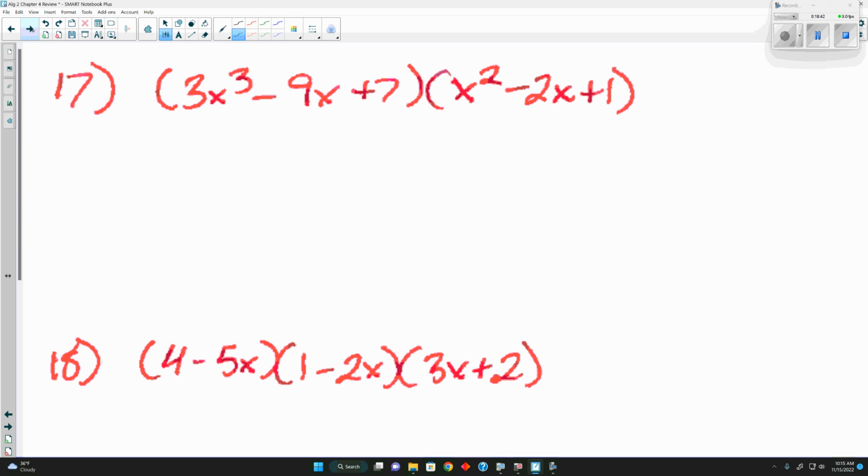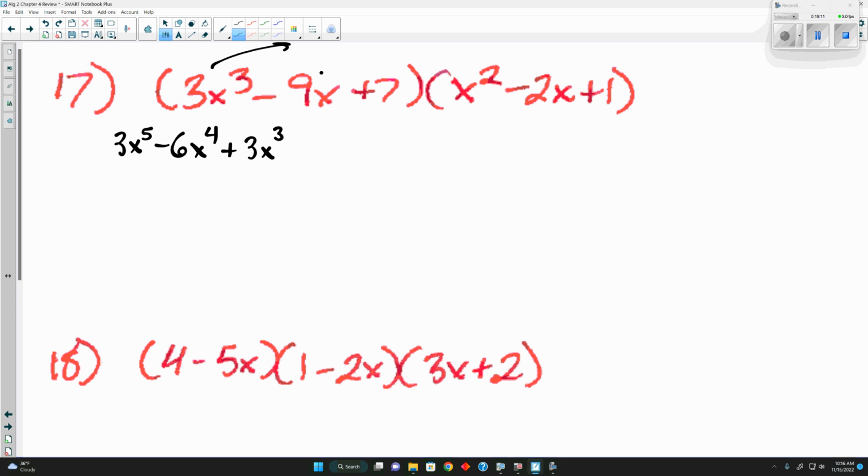So again, this one here, we're doing the exact same thing. So the first thing we can do is multiply through by 3x cubed. 3x cubed times x squared is going to be 3x to the fifth. 3x cubed times negative 2x is going to be negative 6x to the fourth. And 3x cubed times 1 is going to be plus 3x cubed. So we multiplied through by 3x cubed, and we got this here. We good with that so far?